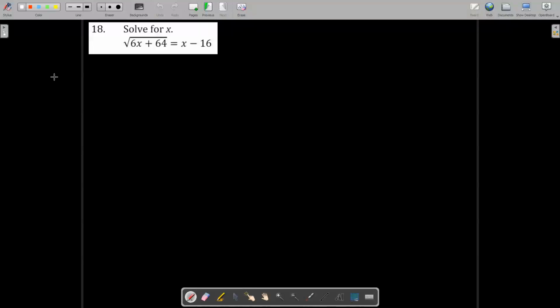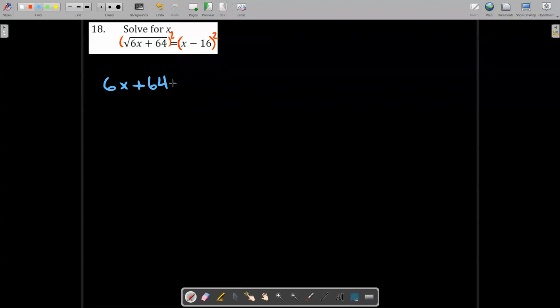Another easy peasy problem. Number 18, solve for x. It gives us an equation, fairly straightforward. Let's do this. So to get rid of the square root, we're going to square both sides. If we square this side, it'll cancel out. Okay, so that's going to give us 6x plus 64.